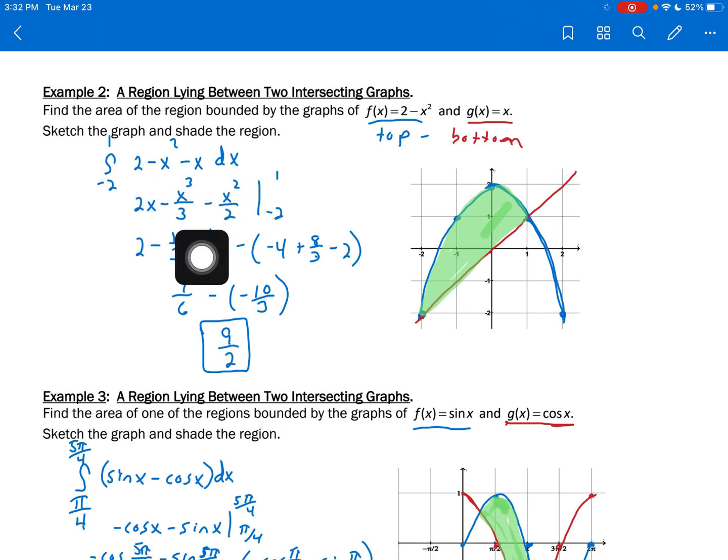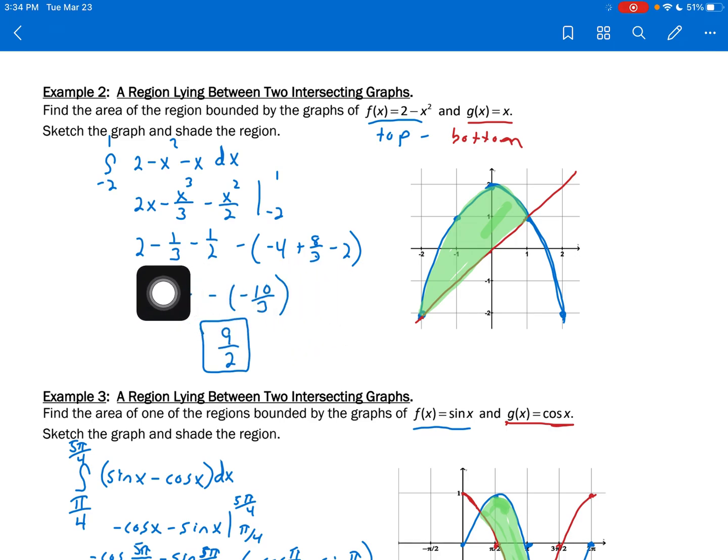2x minus x cubed over 3 minus x squared over 2, and we evaluate from -2 to 1. So I first plug in the 1, and I'm going to get 2 minus 1/3 minus 1/2, and then minus. Be careful with your minus. Make sure that when you're subtracting, you use parentheses, because you're going to total up all these parts in parentheses, and oftentimes we're minusing a negative value, so we have to make sure we keep that straight.